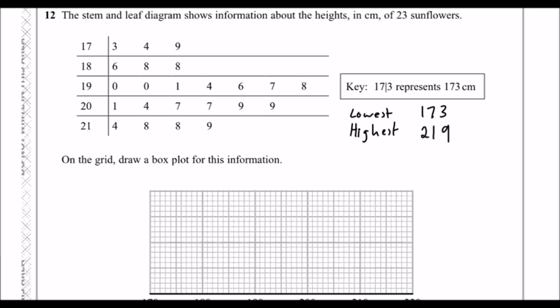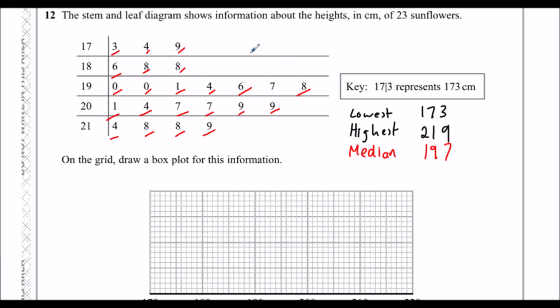I need to know the median. The median's the middle number. There are 23 sunflowers, which means I'm going to cross off 11 on both sides to leave one in the middle. So 1, 2, 3, 4, 5, 6, 7, 8, 9, 10, 11. And going backwards, 1, 2, 3, 4, 5, 6, 7, 8, 9, 10, 11. So that leaves a median of 197.